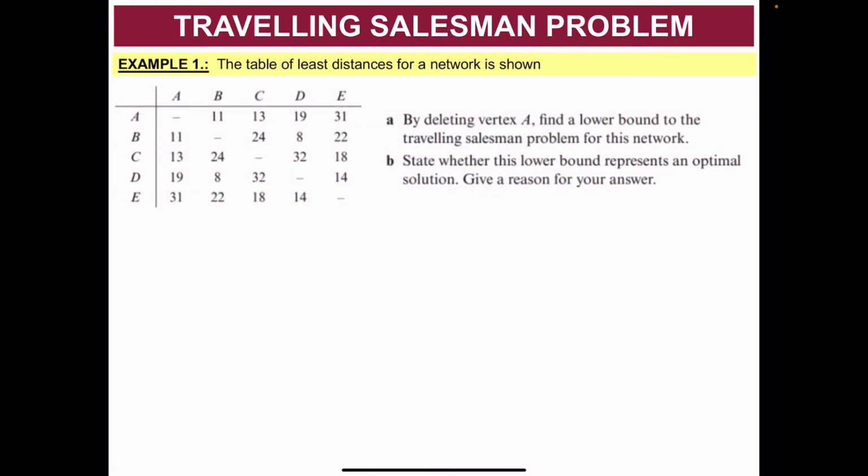So example 1 says you are given the table of least distances for a network. This is shown. And usually you are given the vertex that you need to delete, or several vertices. If that's not given, that means you have to delete every single one in turn. But don't worry, that's not very often that would happen. So in this case, they tell me that I should delete the vertex A. So I can just forget about vertex A, like it doesn't even exist.